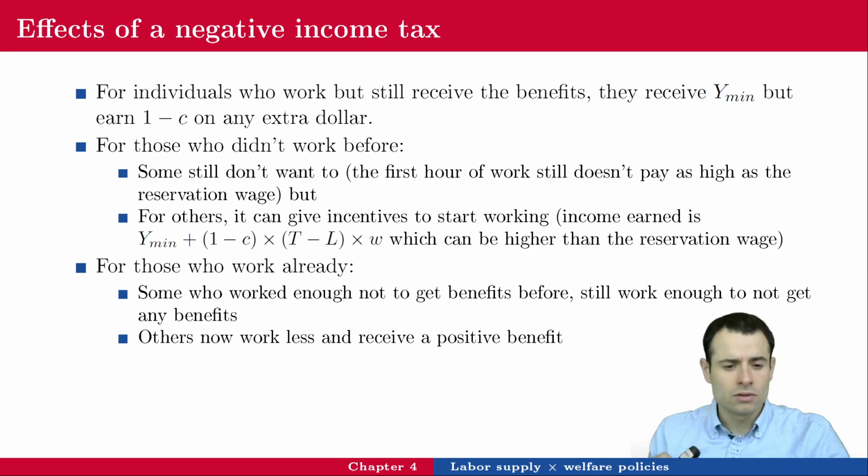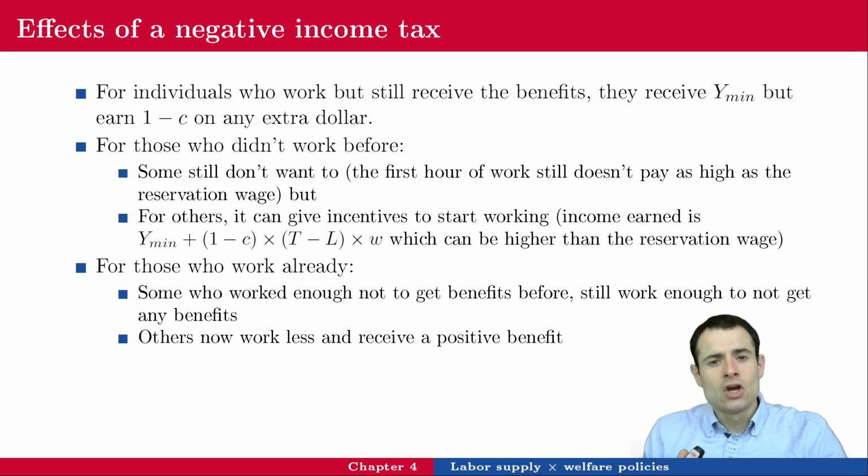There are some, however, that now might decide to work less to receive a positive benefit. Imagine somebody making $1,200, so not needing any welfare. Now, with a negative income tax system, this person might decide to work less to earn $900 plus the government benefits. So that person is going to reduce her working hours. The net effect is ambiguous here.